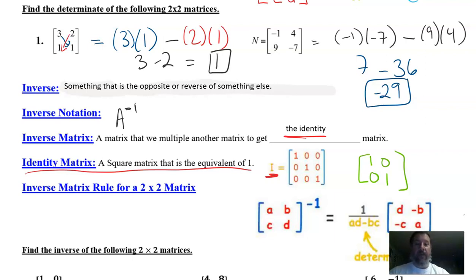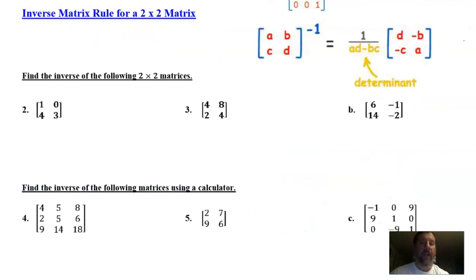Now I think we're ready to find the inverse matrix of a 2 by 2 by hand. To find the inverse of a 2 by 2 matrix, this little -1 here denotes inverse. When you see a matrix to the -1, that means inverse. Here's our rule. You're going to do 1 over the determinant, 1 over AD minus BC. That's how we find the determinant, AD minus BC, times this new matrix.